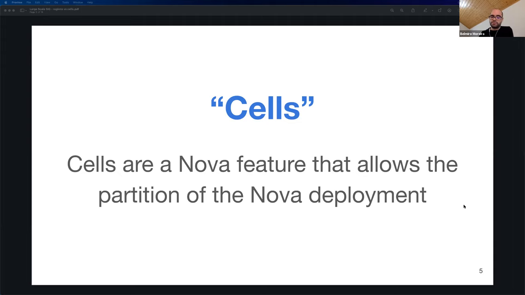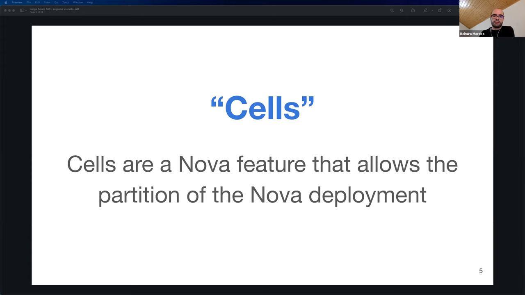So what are cells? Cells are a Nova feature that allows you to partition your Nova deployment. This allows you to share the communication load of your compute nodes with the control plane using different RabbitMQ servers and databases. As a result, you can increase massively the number of compute nodes in the infrastructure without having, for example, to manage a complex and central RabbitMQ cluster and a complex database setup.